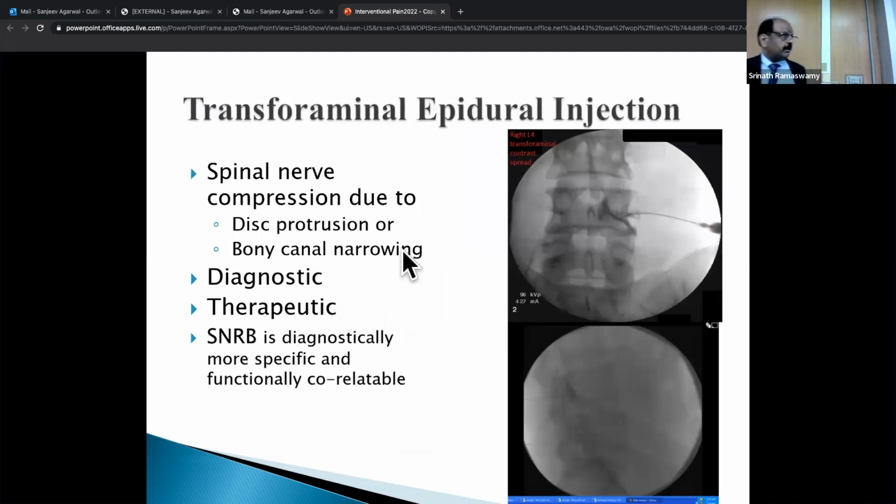Transforaminal injections are done mostly for cases involving one or two nerve roots. You can direct the medication along the nerve root, and as you can see in the lateral view, the medication also spreads anterior. So it is more specific, and probably will have a better response, especially in younger patients. It can be done for both diagnostic and therapeutic purposes, and you can also inject just the local anesthetic for diagnostic purposes if that is requested by surgeons.